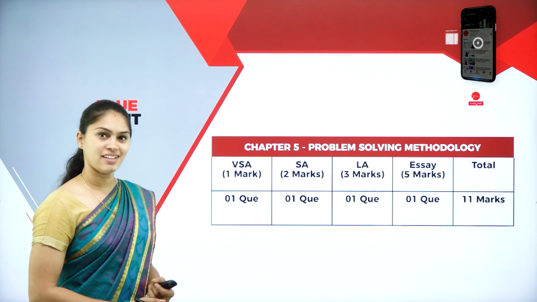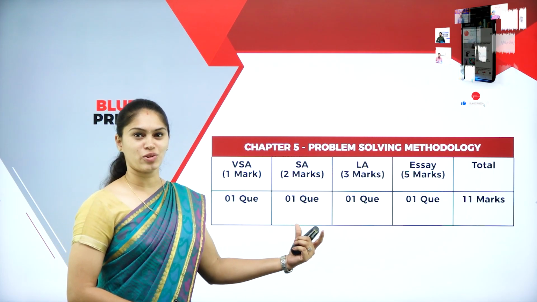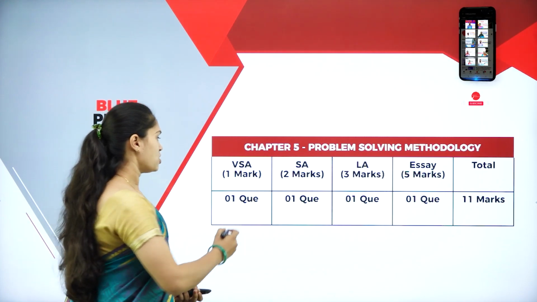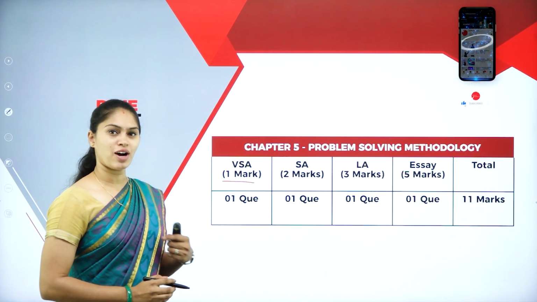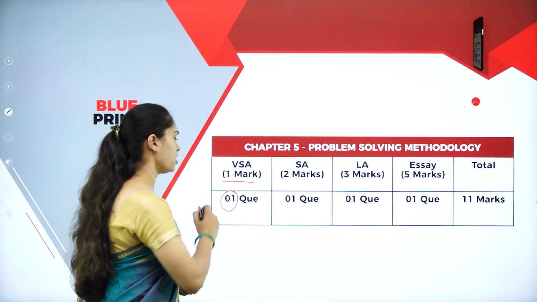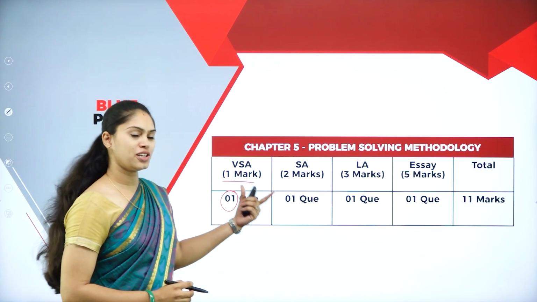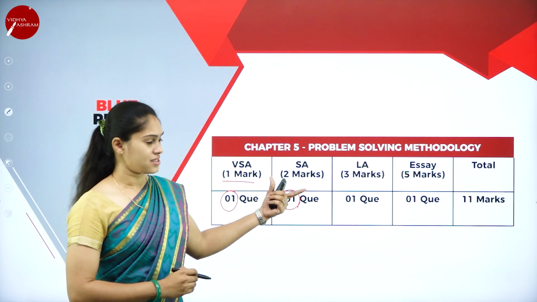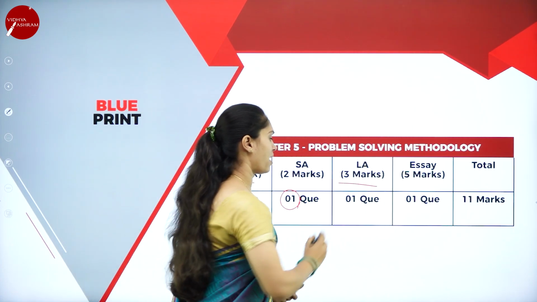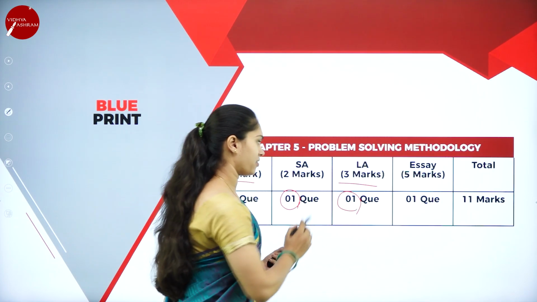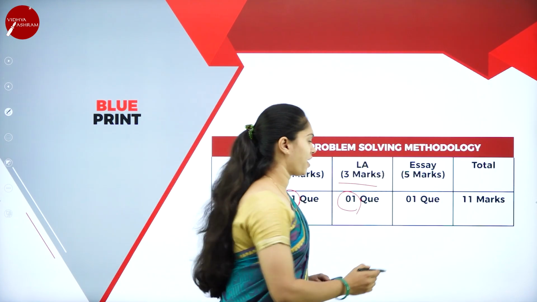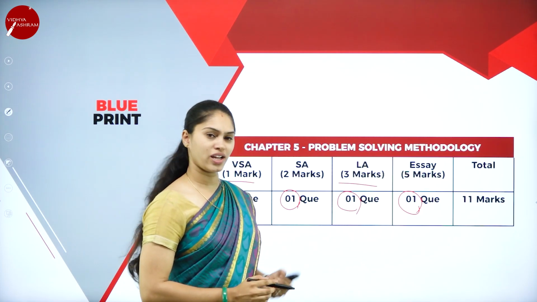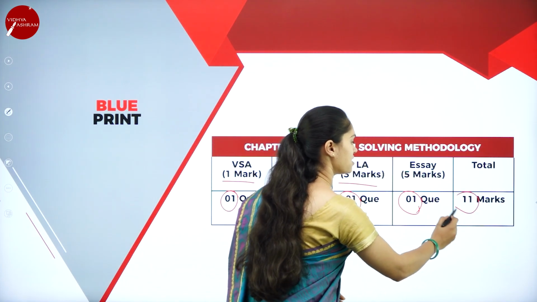So before getting into the objective of this chapter, let me give a blueprint. If you study this chapter, you are going to get 11 marks in total. How will the marks be distributed? For the 1 mark, you get one question. For the 2 marks, one question. For the 3 marks, one question. For the 5 marks, one question. So in total you are going to get 11 marks from this chapter.